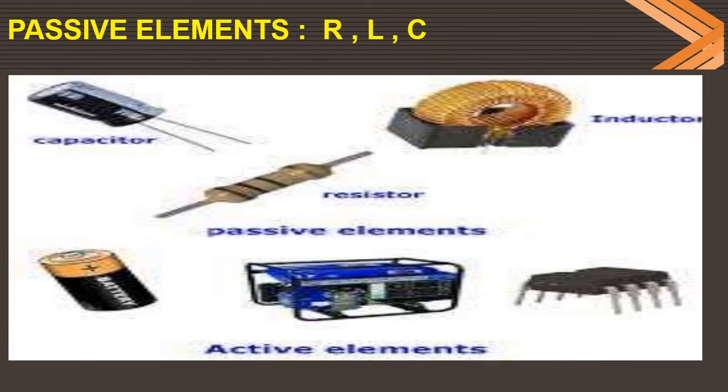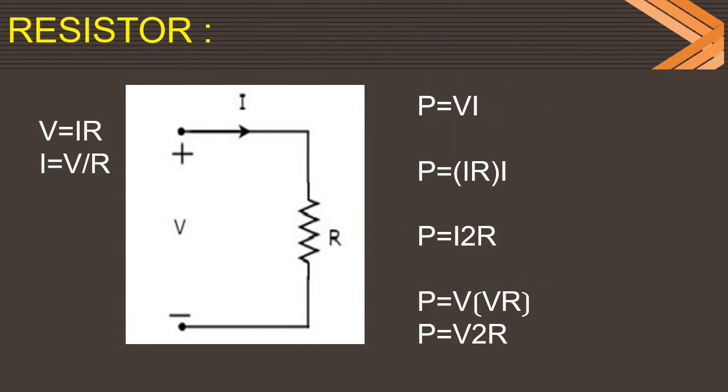Now the passive elements R, L, C, and the physical representation of their figures. For a simple resistor, the current flows in the resistor and the potential plus or minus V is applied. How can we calculate the voltage? We are aware from Ohm's law that V is directly proportional to I; removing the constant of proportionality, V equals IR. For power, the formulas are P equals VI, P equals I squared R, and P equals V squared by R.